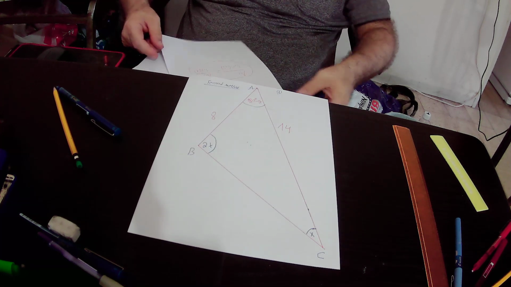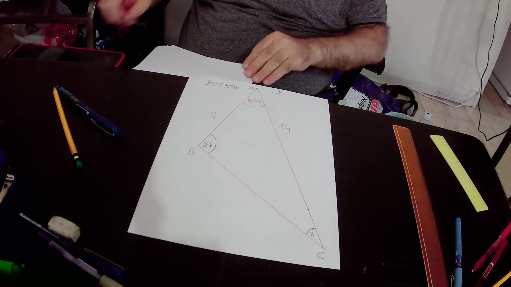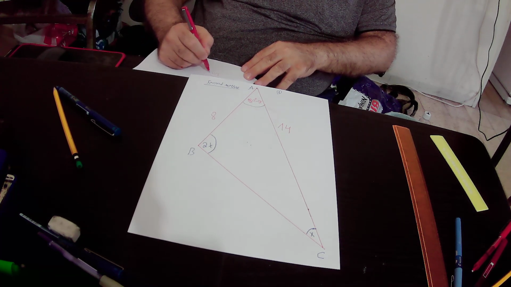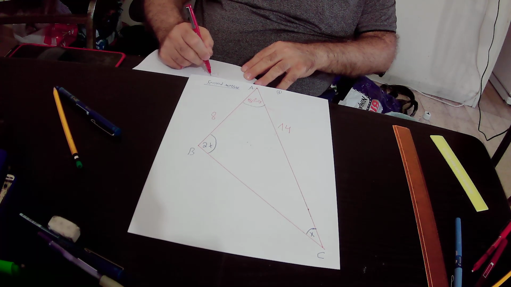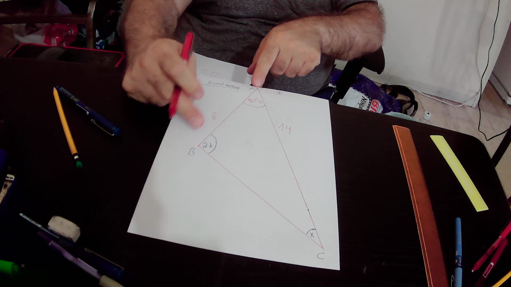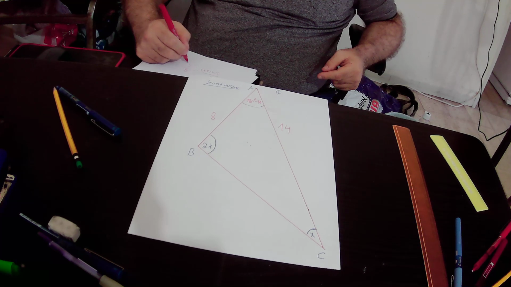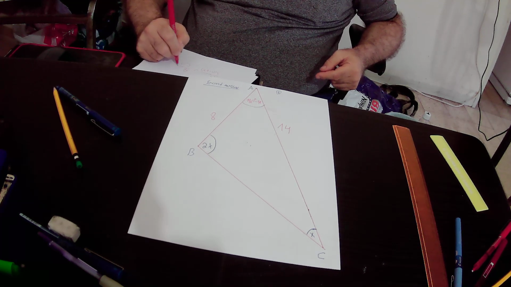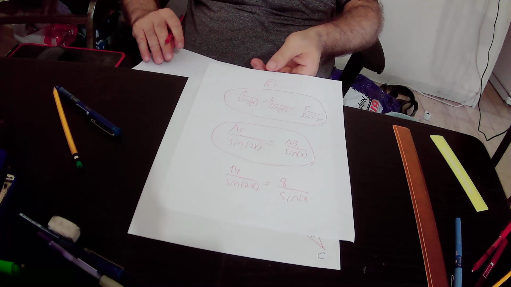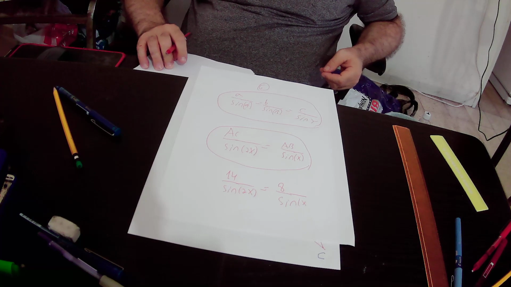But what is the value of AC? AC equals 14 units. So 14 over sine 2x equals, what is the value of AB? AB equals 8 units. So it is 8 over sine x. So in total we got that 14 over sine 2x equals 8 over sine x.